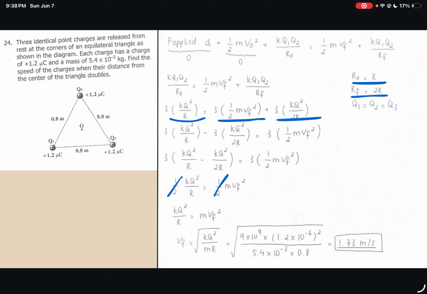Now, we substitute the values. K is 9 times 10 to the power of 9, Q is 1.2 times 10 to the power of negative 6, R is 0.8, M is 5.4 times 10 to the power of negative 3. Therefore, the speed of three charges when their distance from the center of the triangle doubles is approximately 1.73 meters per second.